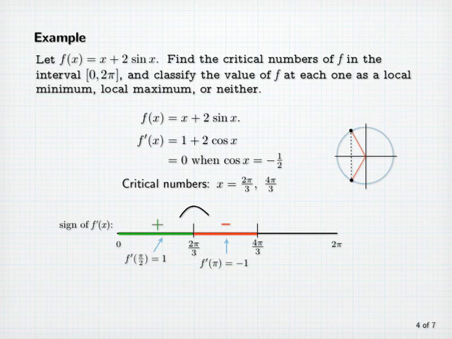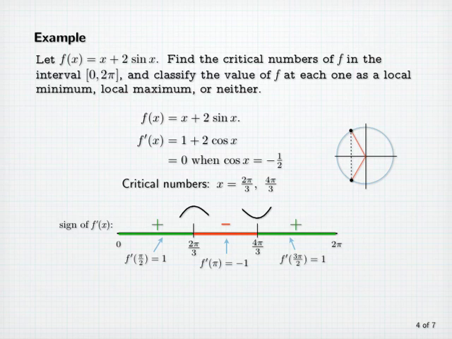Now between 4/3 pi and 2 pi, we can use 3/2 pi as a test point. The value of f prime at 3/2 pi is 1 plus 2 times the cosine of 3/2 pi, but cosine of 3/2 pi is 0, and so the value of f prime there is 1, and so we conclude that f prime of x is positive between 4/3 pi and 2 pi. So this indicates that f is decreasing on the left of 4/3 pi and increasing on the right of it, and so f of 4/3 pi must be a local minimum value of f.